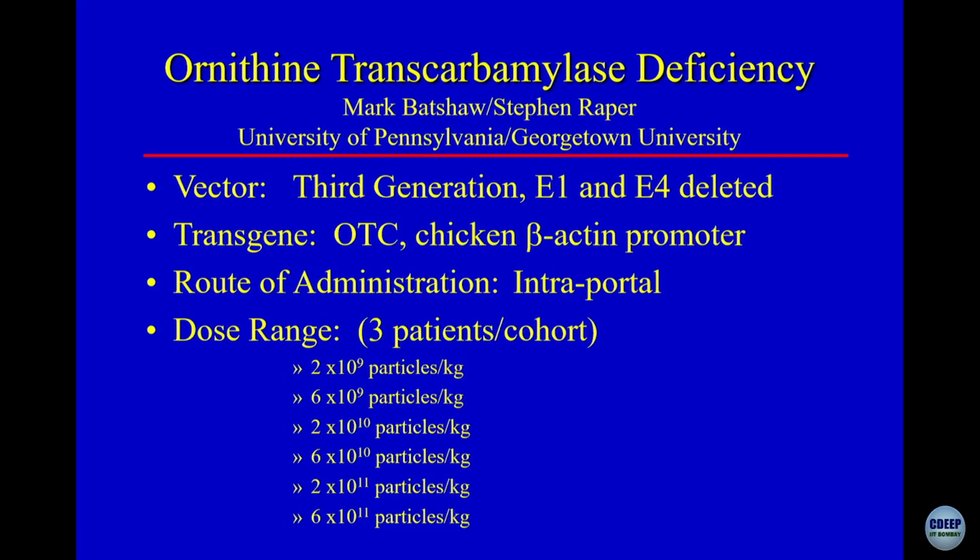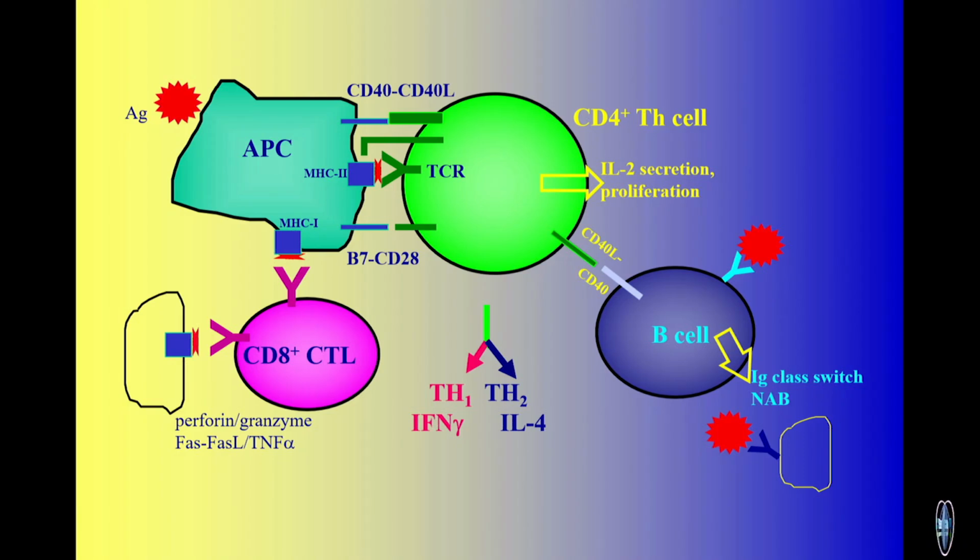So, clinical trial: a 3rd generation adenovirus vector expressing the OTC gene, which was being driven by a chicken beta-actin promoter. The vector was given intraportally. Intraportally means you give it through the vein that goes directly into the liver, and it was dose escalating, you can see 2 times 10 to the 10th to 6 times 10 to the 11th particles being given. One quick thing about the immune response, because this is what will manifest in this story.